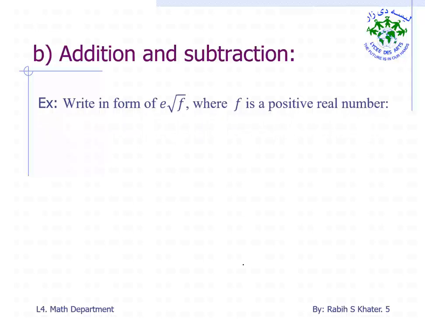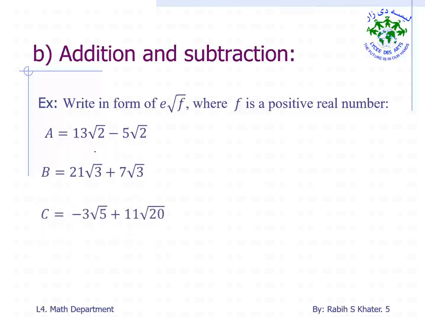Write in the form of E radical F, where F is a positive real number. A, B, C. Now A. Remember, in order to add radicals, they should have the same radicand. Else we should do something. Okay, here we have the same radicand. So we just add the coefficients. 13 minus 5, we get 8 radical 2.